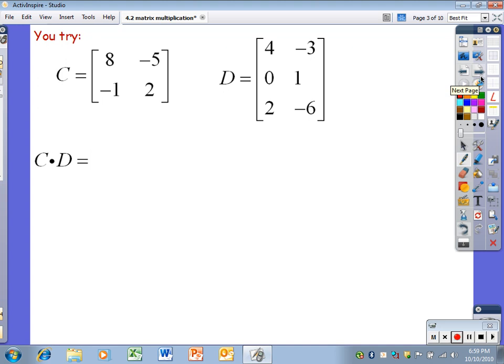Okay? This time we have matrix C, which is 8, negative 5, negative 1, 2, times matrix D, which is 4, negative 3, 0, 1, 2, negative 6. First check your dimensions. Matrix C is 2 rows by 2 columns, and matrix D is 3 rows by 2 columns. Do these inside dimensions match? No, they don't. So it is impossible to multiply these.